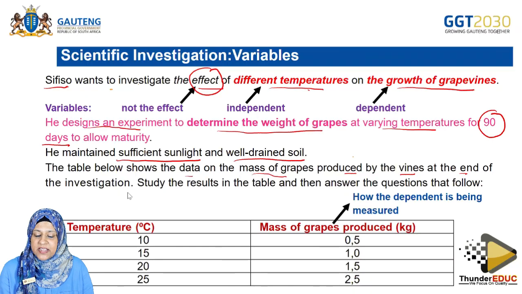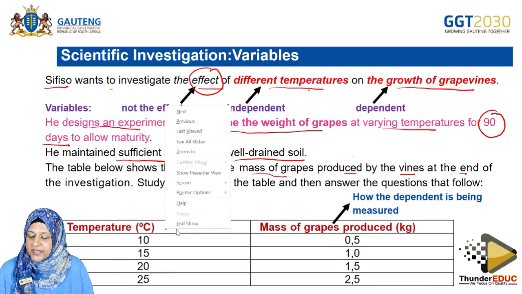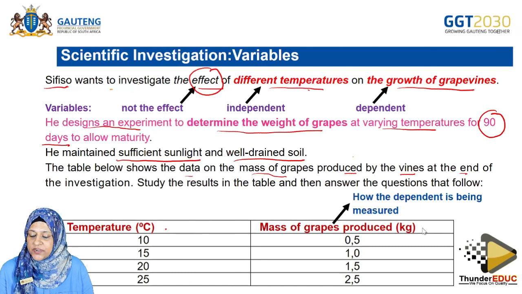You have been given temperature. So let's look at the table. My table has 2 columns. The heading on my one column is temperature. The other one is the mass of the grapes produced, and that is in kilograms. And this is telling me how the growth of the grapevine, of the grapes, was measured. And we got it by measuring its mass.